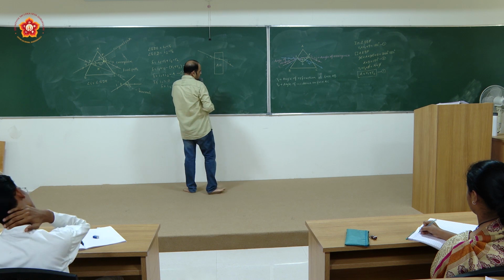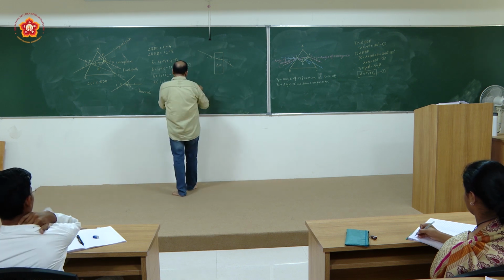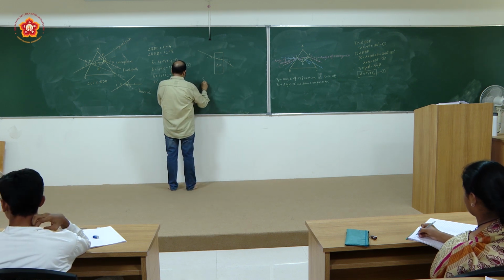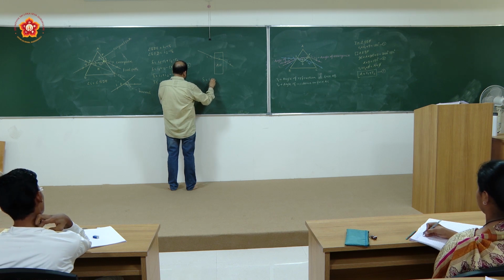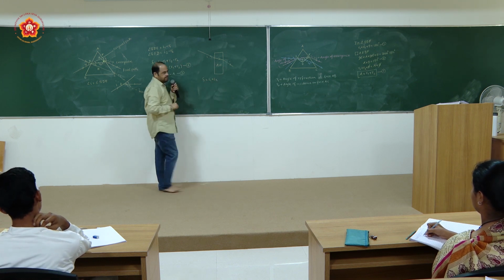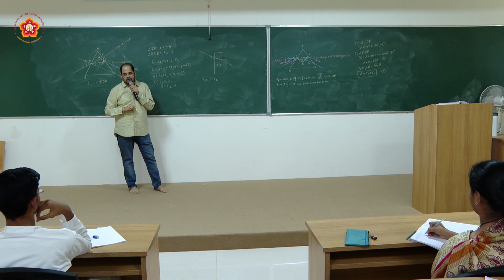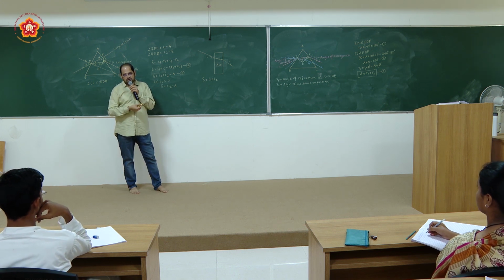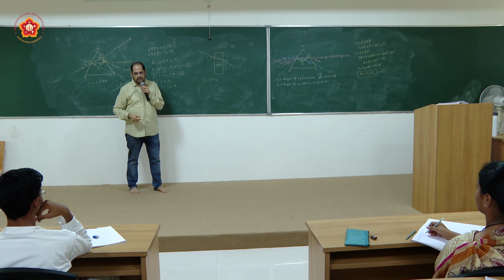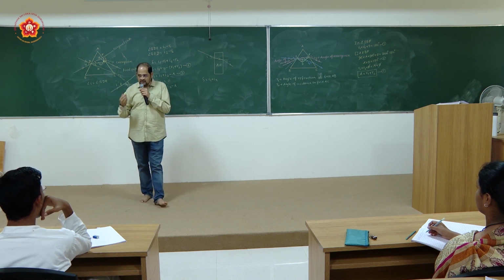So if I consider the angle of prism to be equal to 0, then delta will turn out to be equal to I1 plus I2. But it is not a prism, so can I use this formula? That is how you have to think.